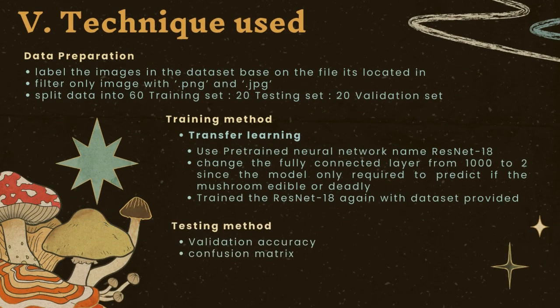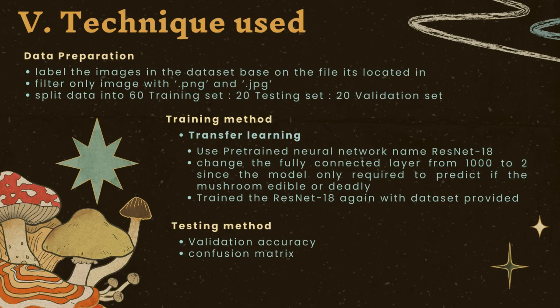Next, we're going to talk about the technique used in this assignment. It can be divided into 3 parts, which are data preparation, training method, and also testing method. For data preparation, we label our dataset based on the file that it is located in. There are 2 files, which are poisonous and edible, and the images in the edible file will be labeled as edible, and the ones in the poisonous file will be labeled as poisonous.